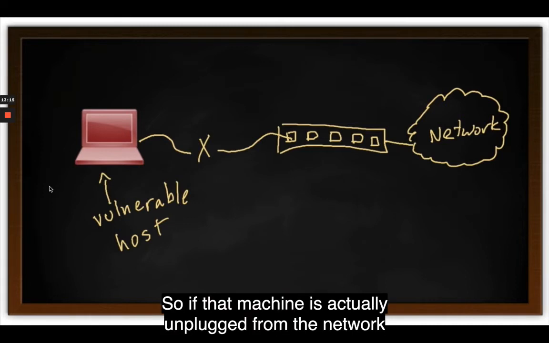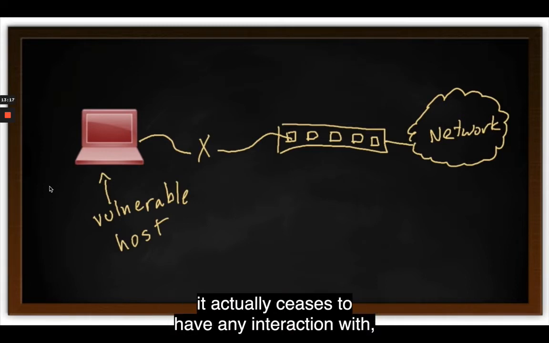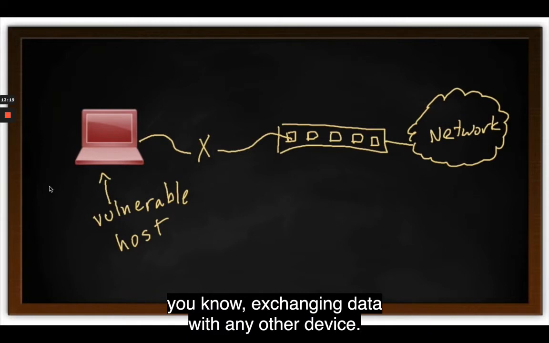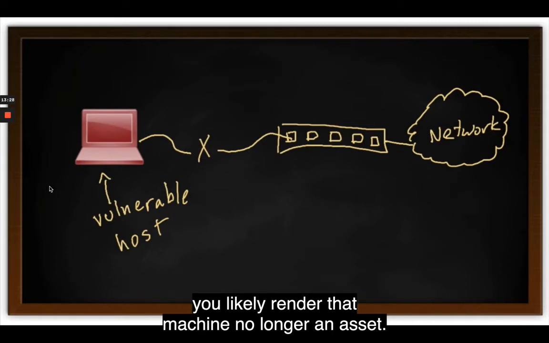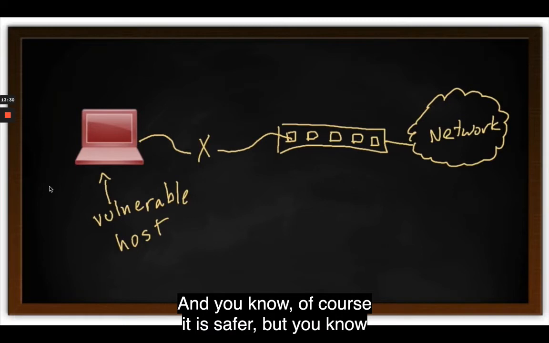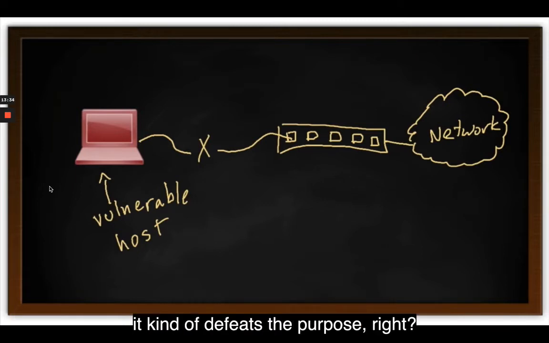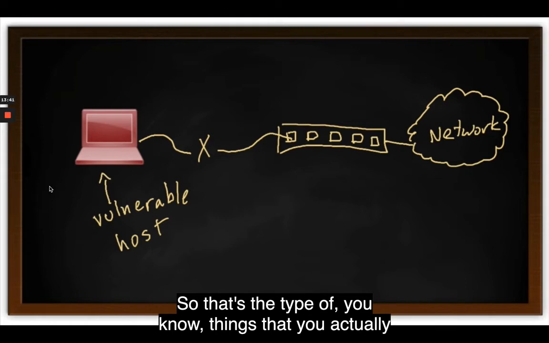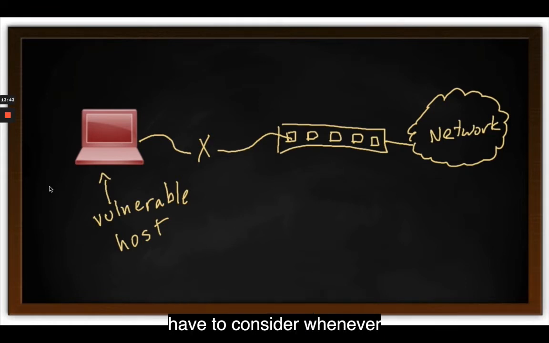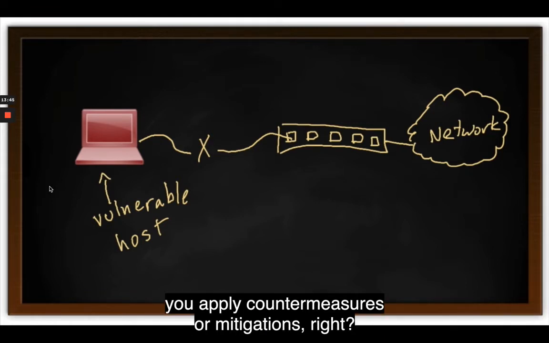So if that machine is actually unplugged from the network, it ceases to have any interaction with, or exchanging data with, any other device. So you may have successfully mitigated all those vulnerabilities. However, you likely render that machine no longer an asset. And, of course, it is safer, but it kind of defeats the purpose, right? You took out a machine that had some purpose within your environment, right? So that's the type of thing you have to consider whenever you apply countermeasures or mitigations, right?